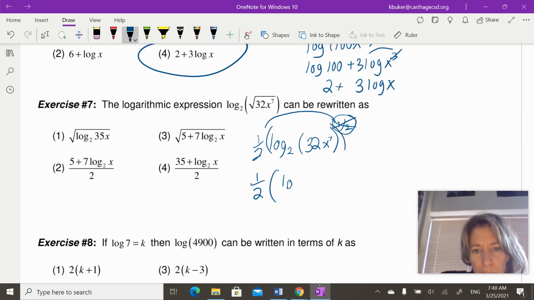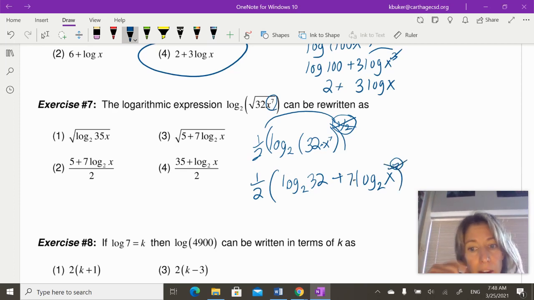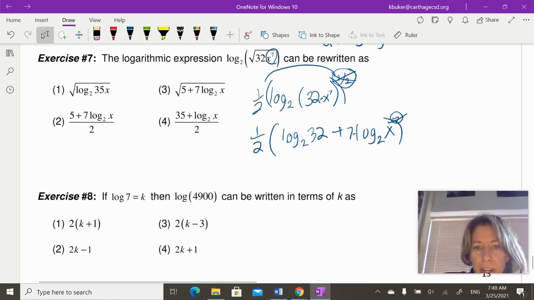All right, so now I have the log base 2 of this product, so log base 2 of 32 plus log base 2 of x to the 7th. This 7 only went with the x in the original problem, so I'm going to throw that in front of just this log, and I'm getting there. I'm going to need to simplify my answer.